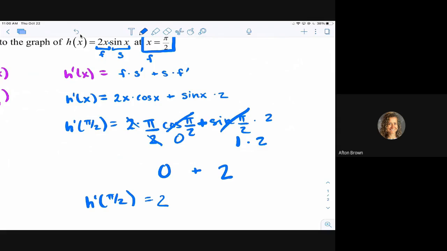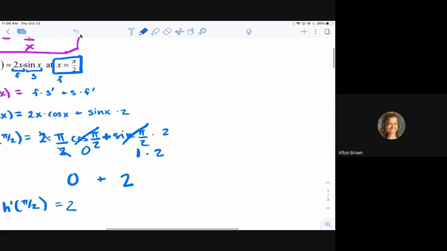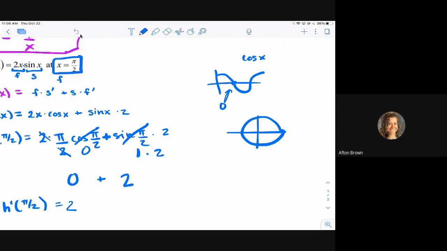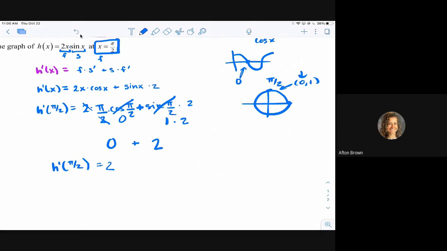Wait, how do you do the cosine part? You just cancel out the 0. So the reason why, I would do it as a graph. So here's the graph of cosine of x, and at pi halves is right there, and so it's 0. Or you could do unit circle and say pi halves is here, and cosine goes with x, and that point is 0, 1, so cosine is 0. And if you multiply by 0, anything times 0 is 0.